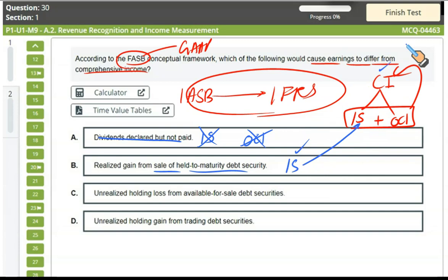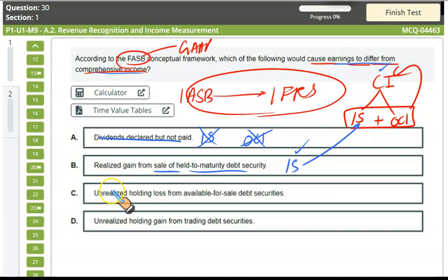What we are looking for is something that affects income statement but doesn't affect comprehensive income, or vice versa. Again, which of the following would cause earnings to differ from comprehensive income? Your income statement will show something else and your comprehensive income will show something else. Means the item will only affect either income statement or OCI. That's the idea.